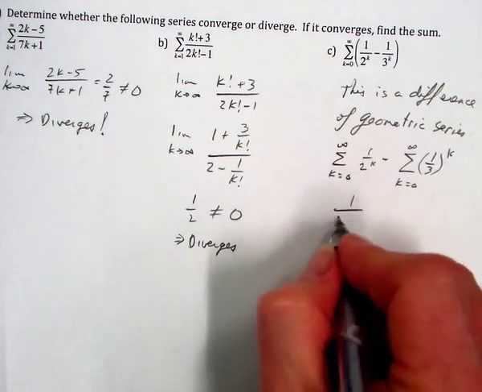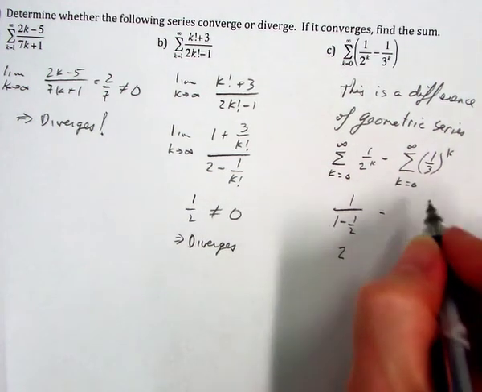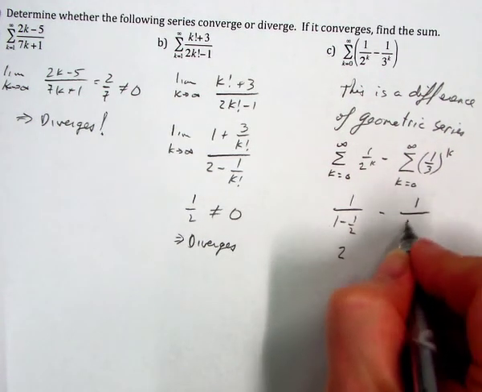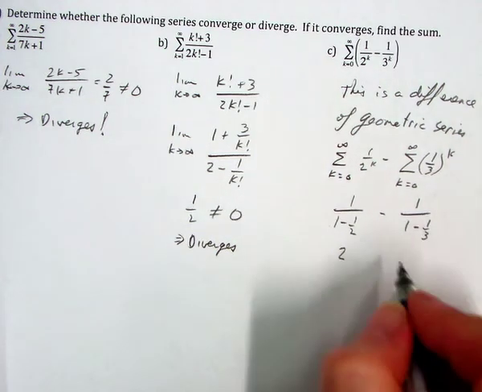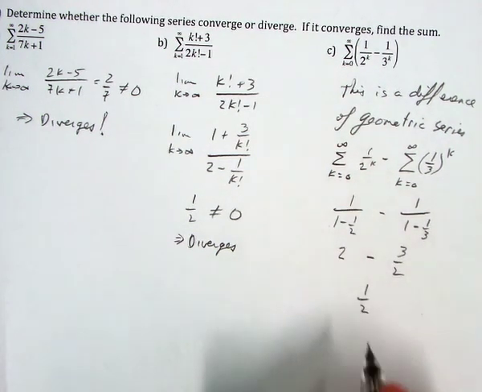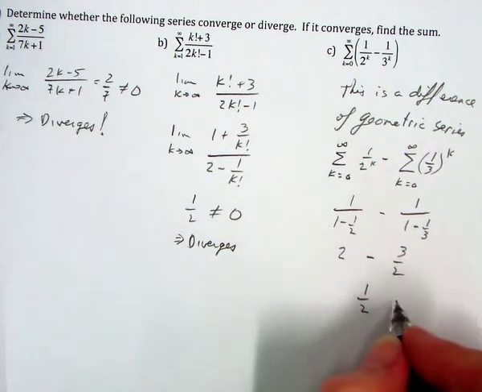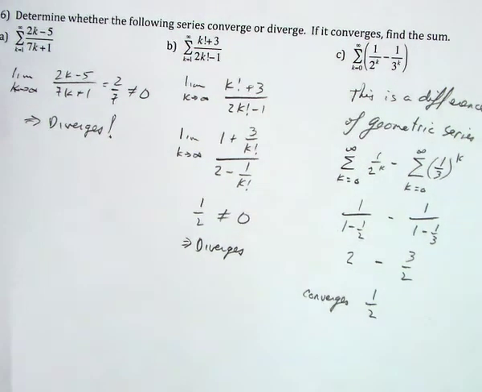The first one would be 1 over 1 minus 1/2. So that's going to be 2 minus 1 over 1 minus 1/3. And that's going to be 3/2. So this is going to give us 1/2. So this thing converges, and it converges to 1/2. And that's it.